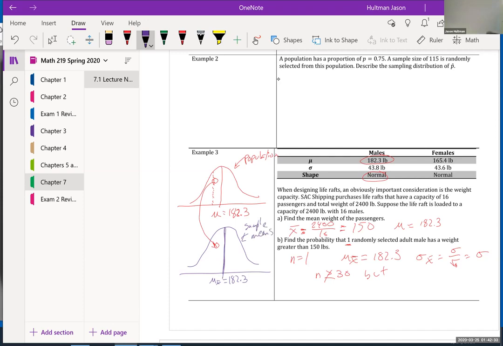Let me write that a little bit better. Again, we see that n is not greater than or equal to 30. But what do we know? The parent distribution was normal. So the sample distribution is also normal, the x bars are also normal.